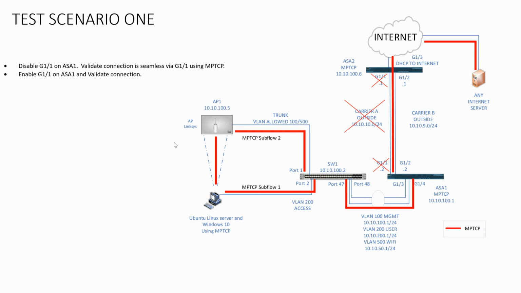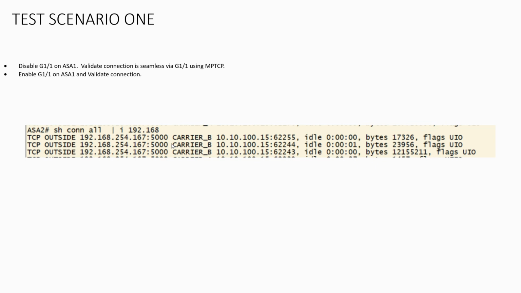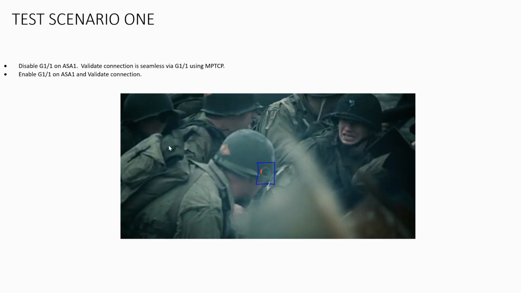So once this was done, as we can see here, traffic essentially shifted over to carrier B, as planned. However, the connection to my NAS stalled for about 15 seconds. As you can see here, we have the buffer.